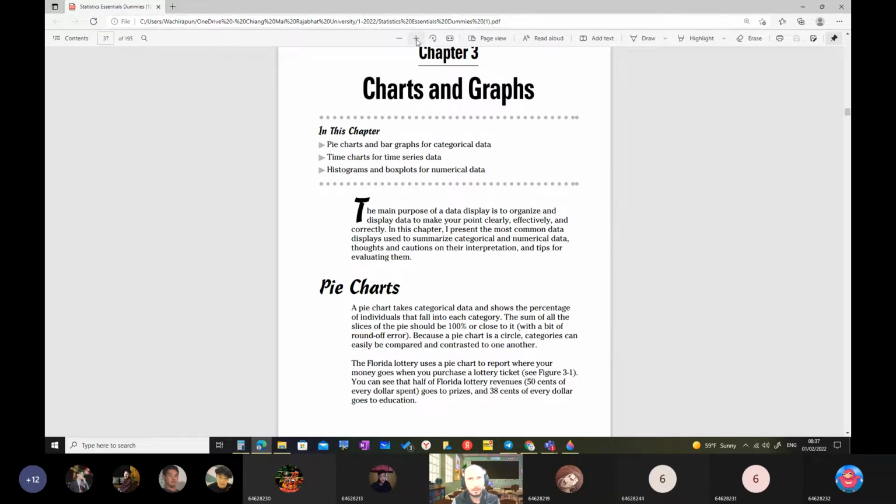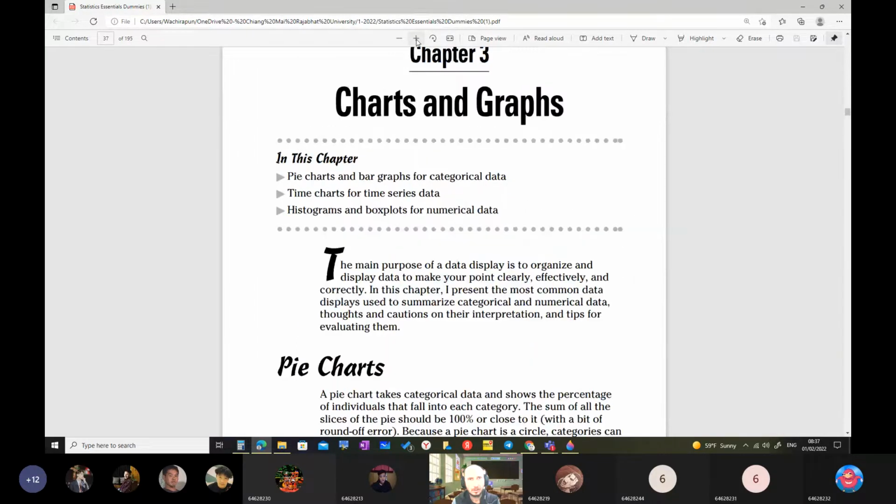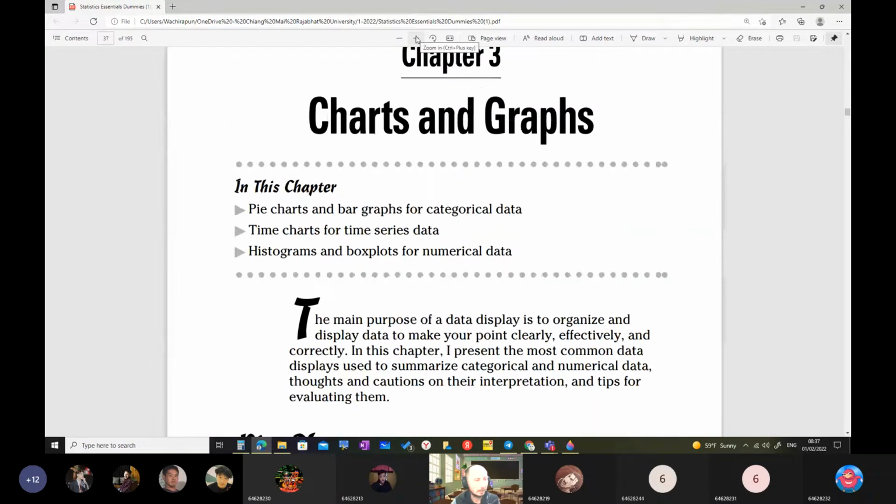Okay, so today we study charts and graphs. Again, in statistics, we can study data and do deep analysis, but often in everyday life we just need to organize data in some charts and graphs, and then it's easy to understand things.